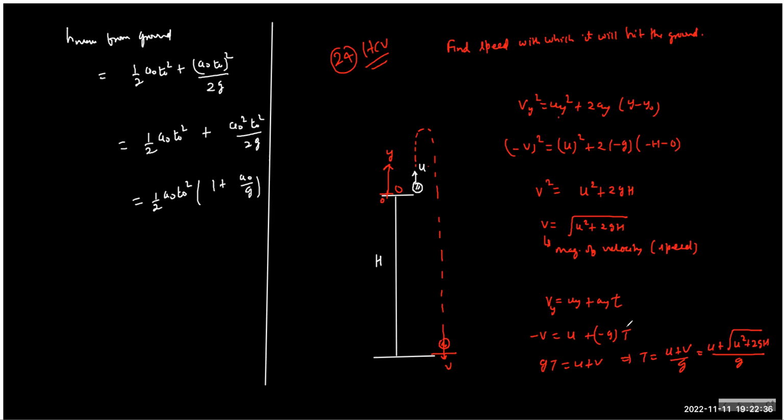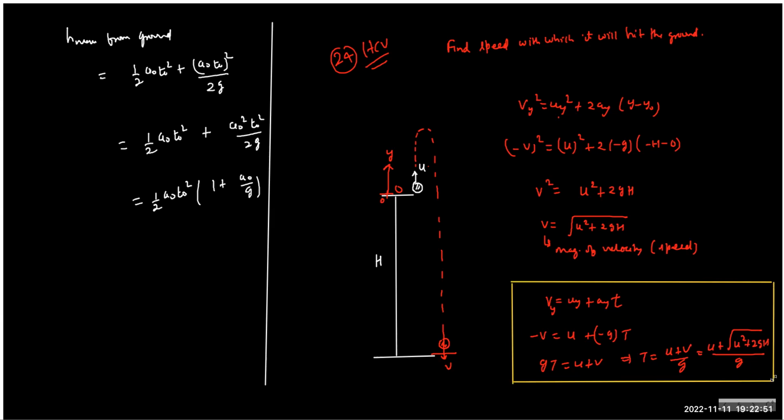So is this method clear, guys? How to get the time of flight once we know the V? Once you know the initial velocity and final velocity, you can always find the time of flight. Understood?